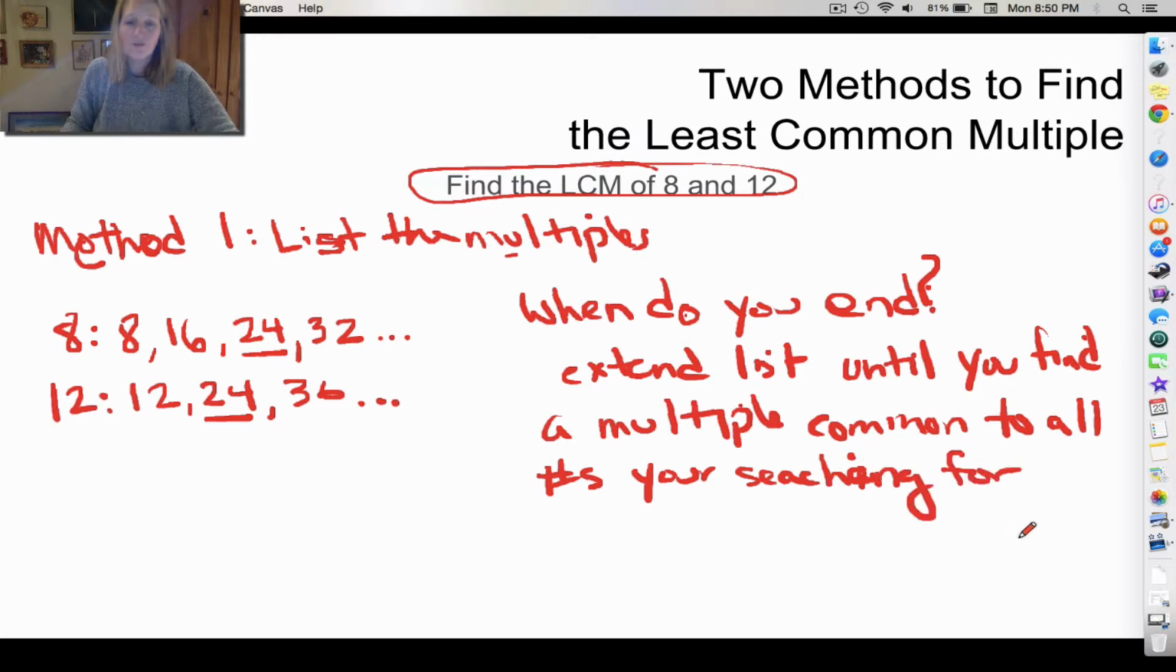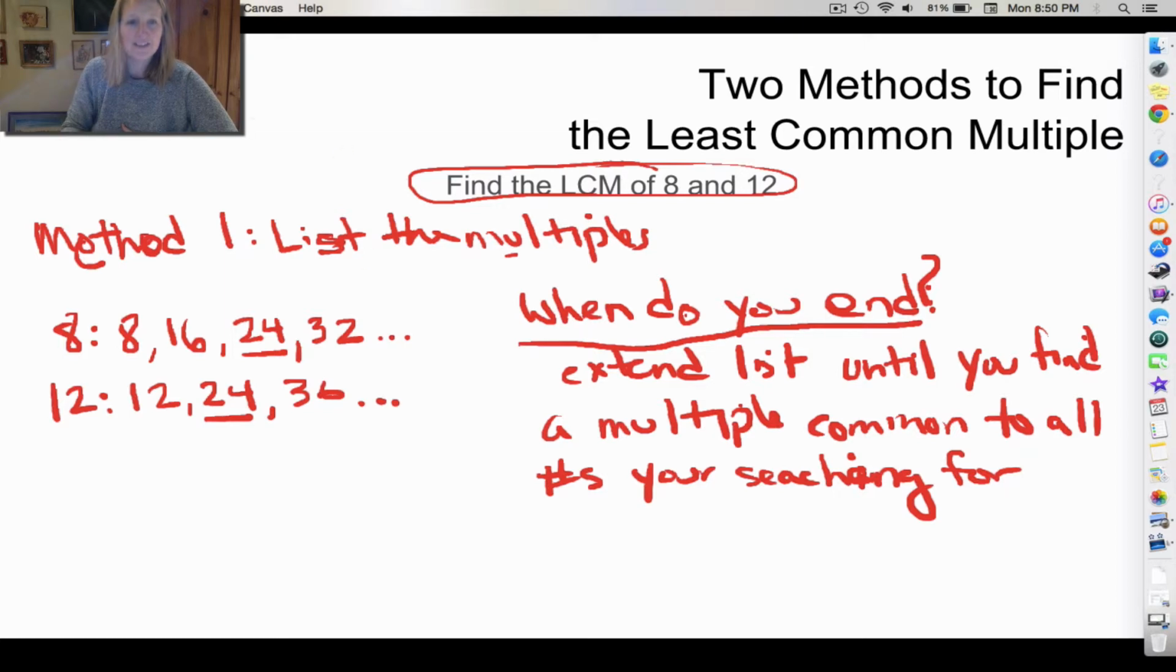Okay, and so with that said, how do you know? How would you know to stop here? And so you could do like 3 up here and then 3 down here and then keep going, extend here. So this is kind of a tricky part of when do you end. Okay, let's look at another example or method.